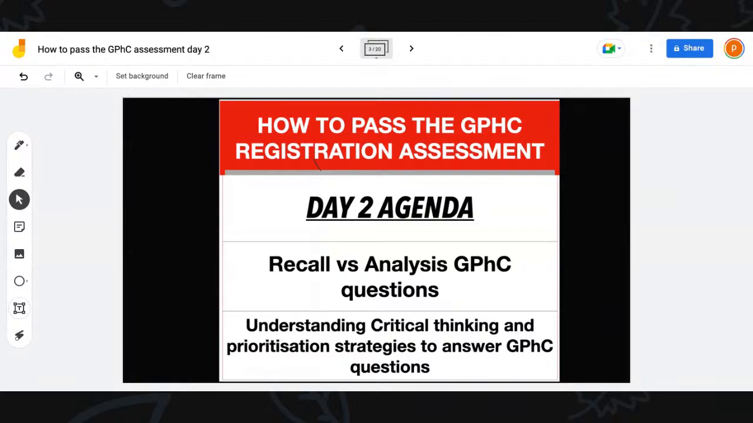So here's today's agenda. I can see all of you are saying this is day number 2: recall versus analysis GPhC questions. And then it's understanding critical thinking. I'm going to show you how to think critically. I'm going to teach you some prioritization strategies.